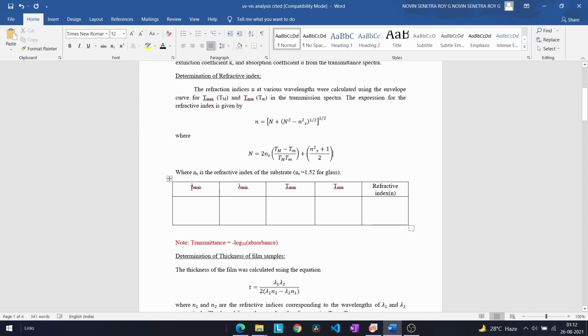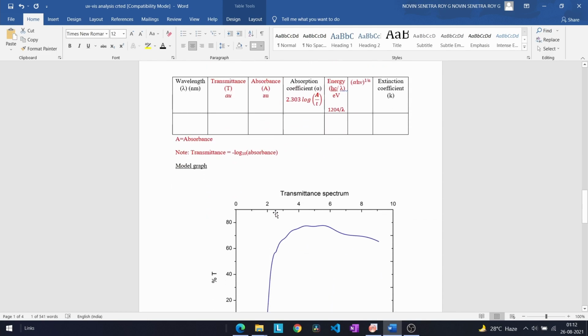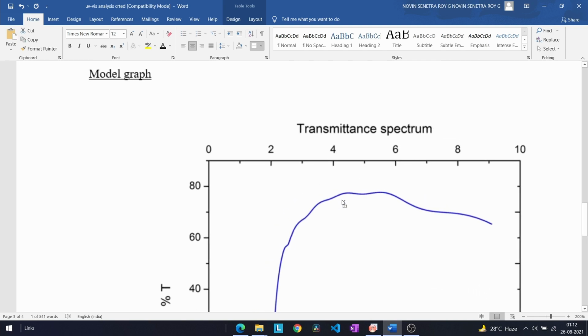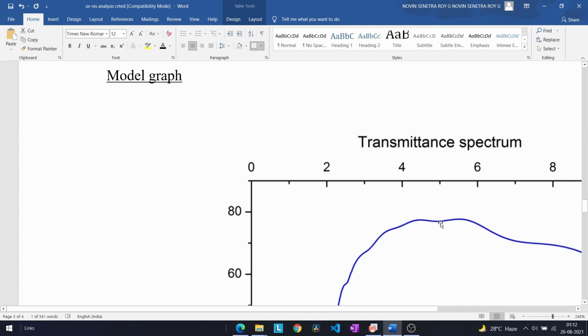This lambda maximum corresponds to the peak where you will have the largest portion of transmittance, and the lambda minimum will refer to the lower point of the curve, if you see here. If I zoom here, this portion refers to lambda minimum, then this portion refers to lambda maximum. You see a sharp curve rising, right? So this portion is lambda minimum, this portion is lambda maximum.